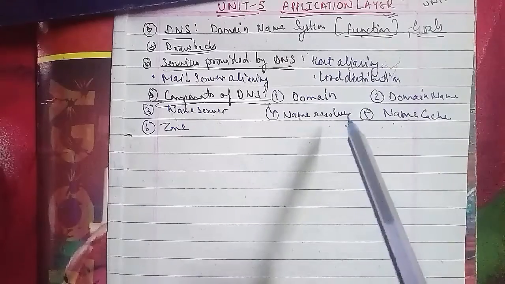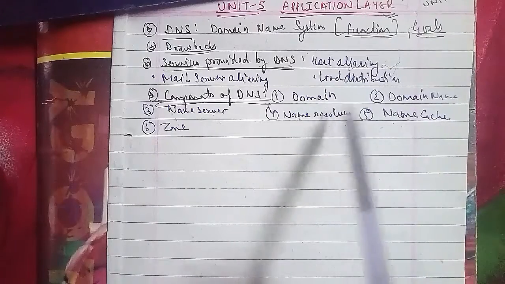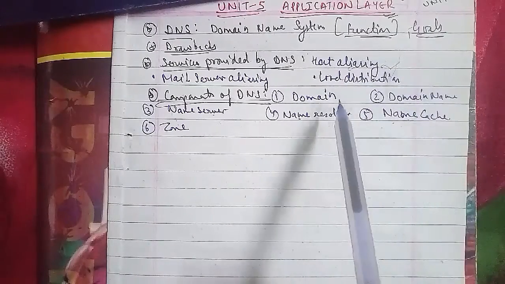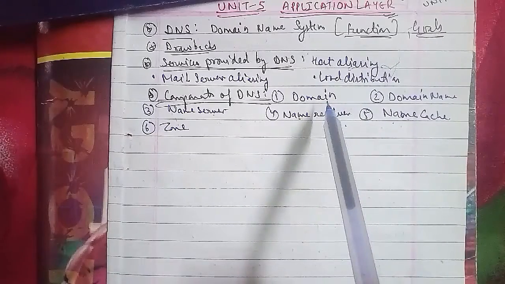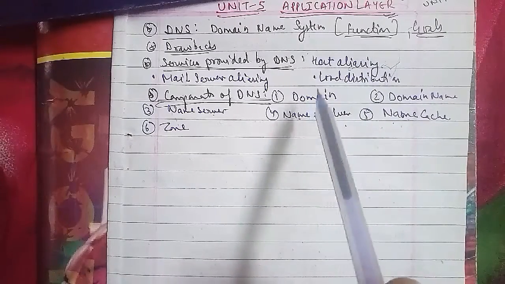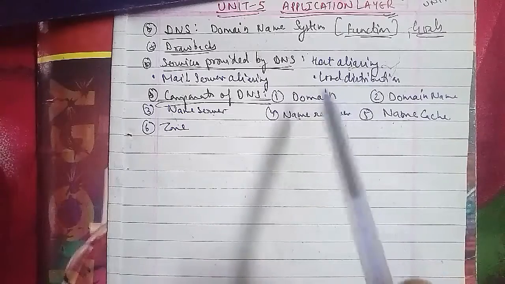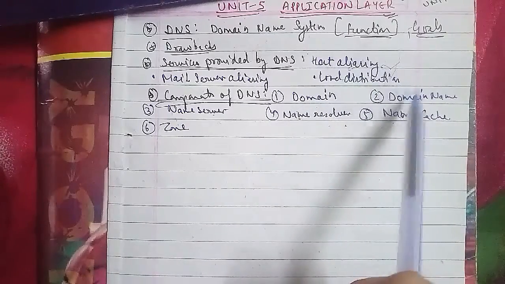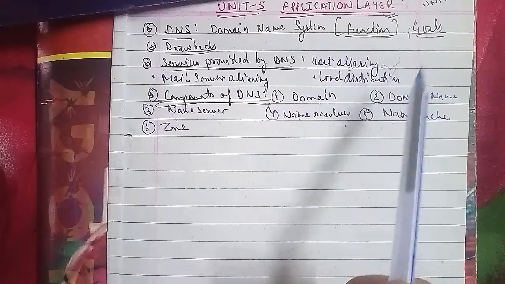The name resolver is software that functions as a client interacting with the name server. The name cache is the storage used by the name resolver to store frequently used information. And the zone is a contiguous part of the domain.